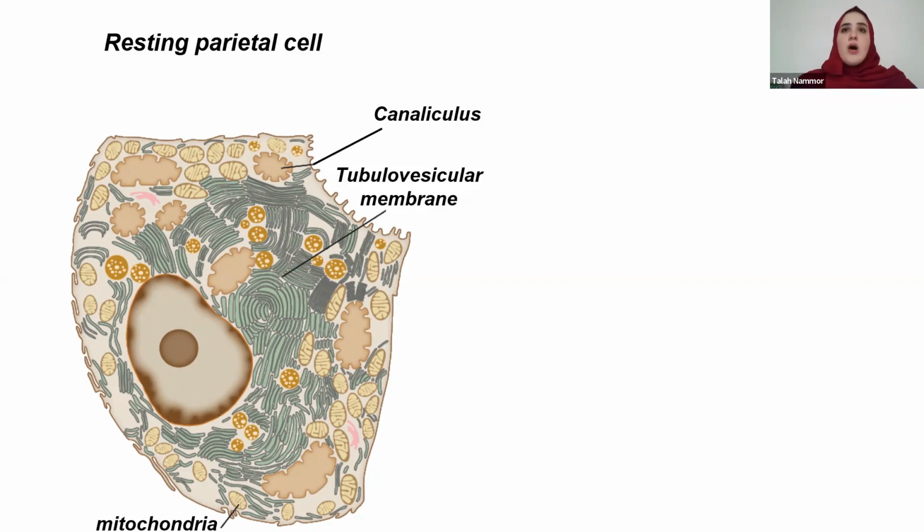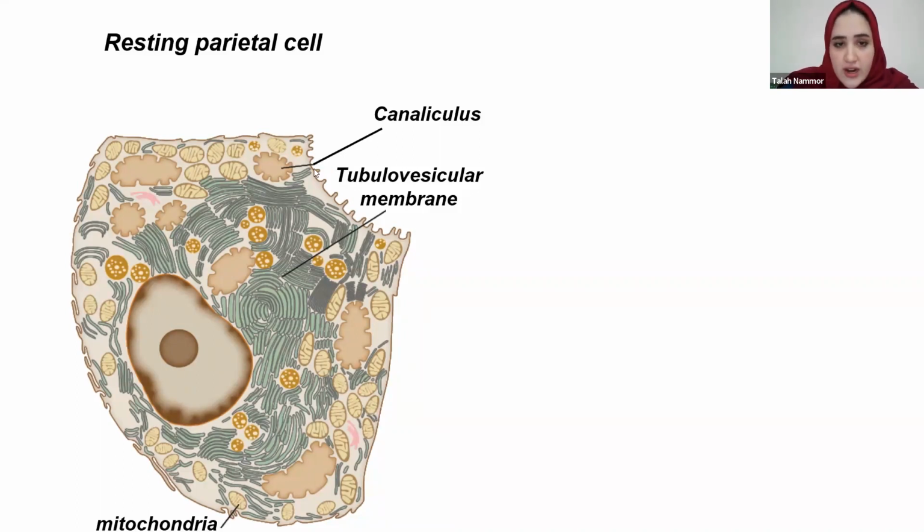So let's say we ate something, and then our stomach needs to release gastric acid. Do you think that if we release gastric acid from this resting parietal cell, it will produce a lot of gastric acid? Exactly, no. And why will it not produce a lot of gastric acid?